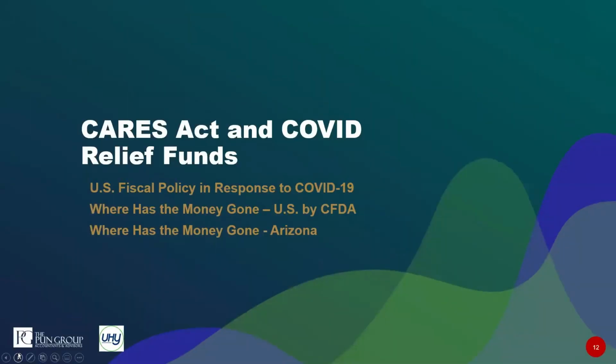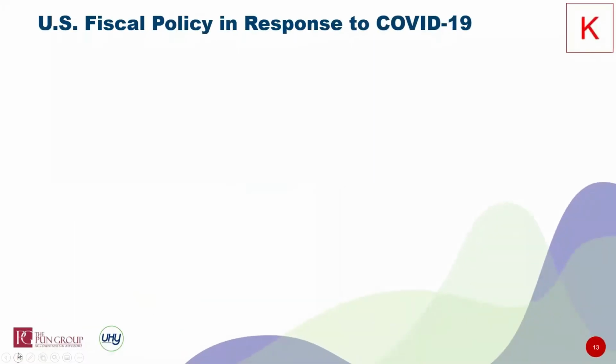So I'm going to dive right into the CARES Act and COVID. I'm going to talk about the U.S.'s response fiscally to COVID-19, where the money has gone in the U.S., and then we'll focus a little bit on Arizona. So we'll go through each of these phases. It probably isn't everything, but I've tried to compile the largest funding. It will not cover state funding in this presentation, but will be focused on federal policy.